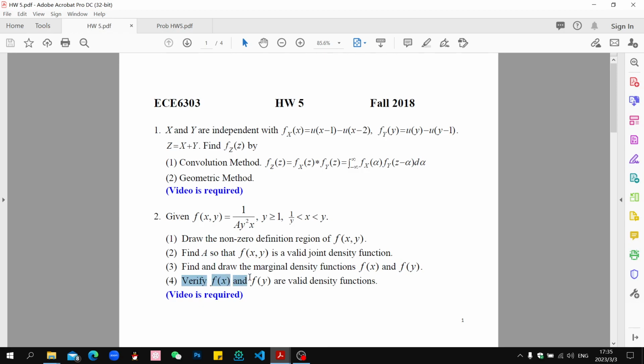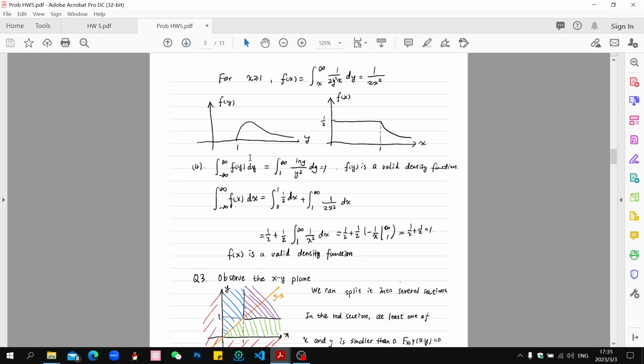And number 4, we have to verify fx and fy are valid density functions. So we have to do the integration over both infinities and verify whether it equals 1. This integral is from 1 to infinity, and basically this one, that is 1. That can be calculated to be 1. And fy is a valid density function, that is well verified.